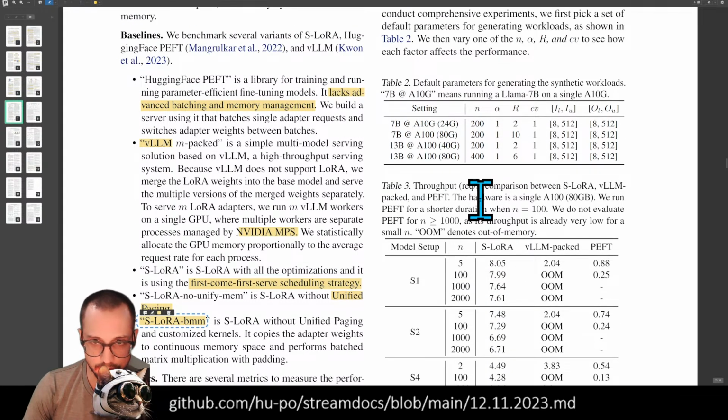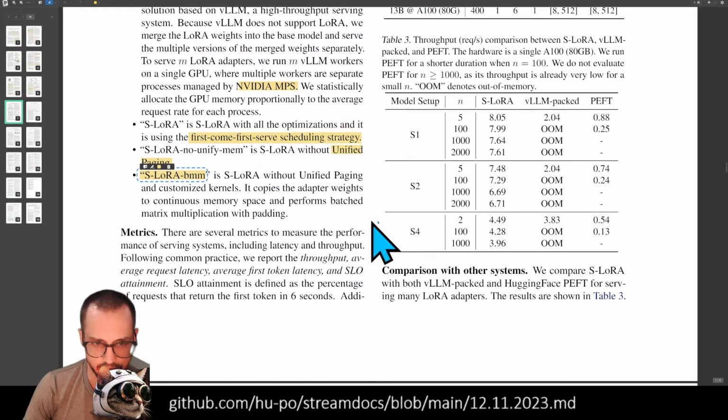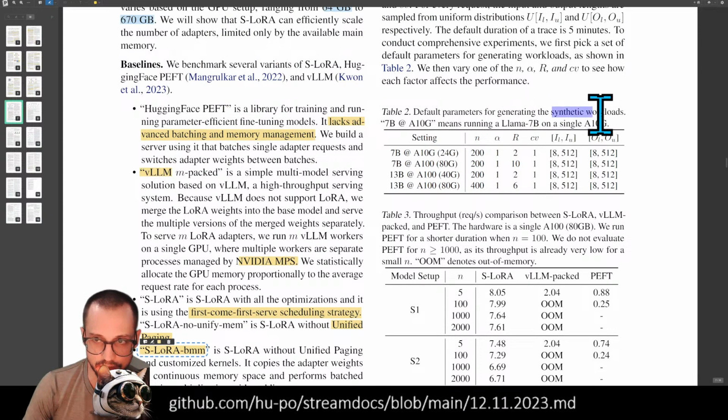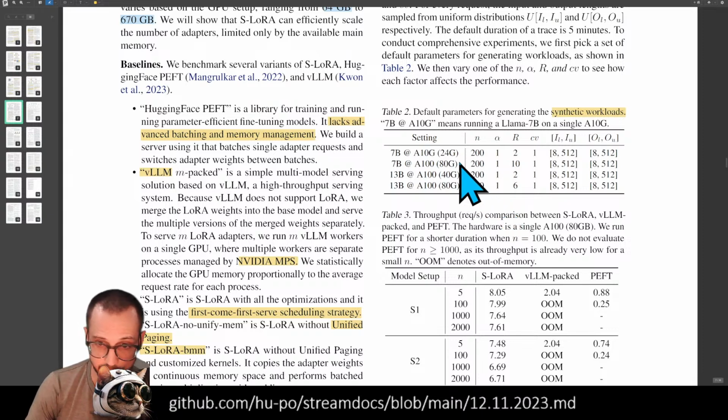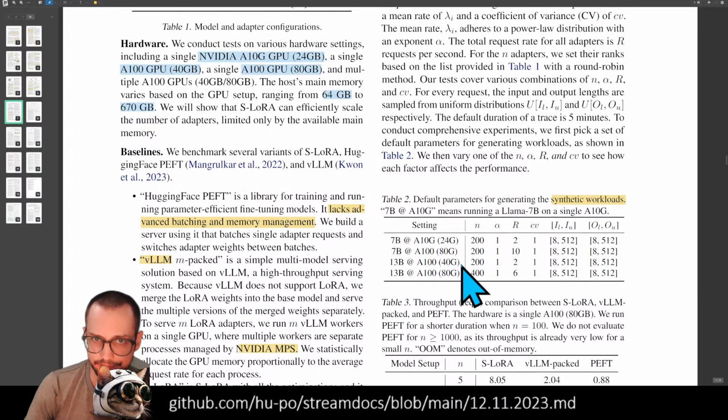Throughput requirement comparison, default parameters. So they have synthetic workloads, so they're basically just pretending that there's a bunch of users coming in with different requests to use different LoRAs and different prompts, which are going to have different numbers of tokens, right? The sequence length is going to matter, which is going to change the KV cache per user, which makes this a little bit more interesting.